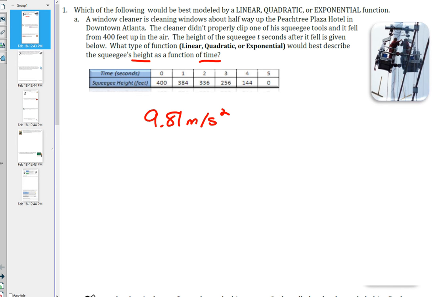Now here we're measuring in feet, but the point is that not only is the height changing, the speed is changing. If an object is gaining speed, not only is the height changing, but the height is changing faster and faster and faster. Before we even go look at the numbers, which one of these would you expect it to be? Yeah, it's probably going to be exponential.